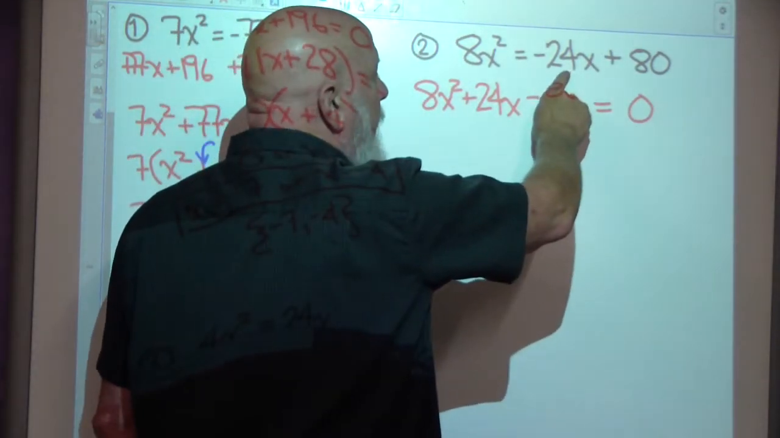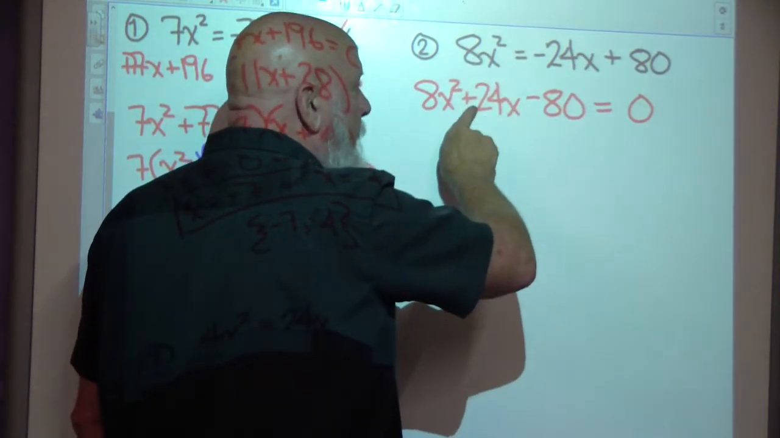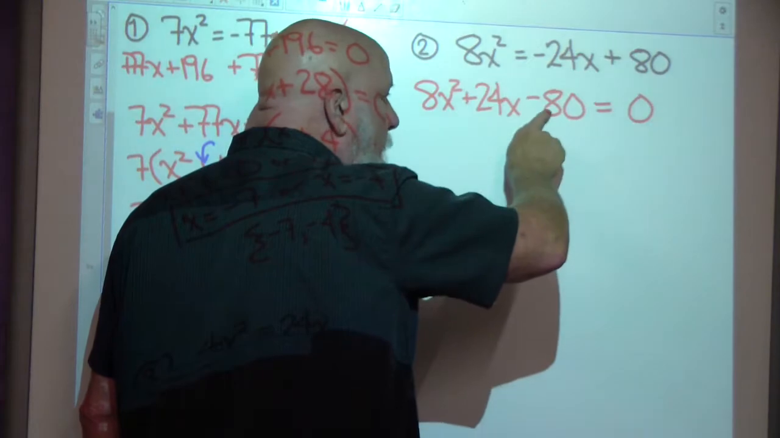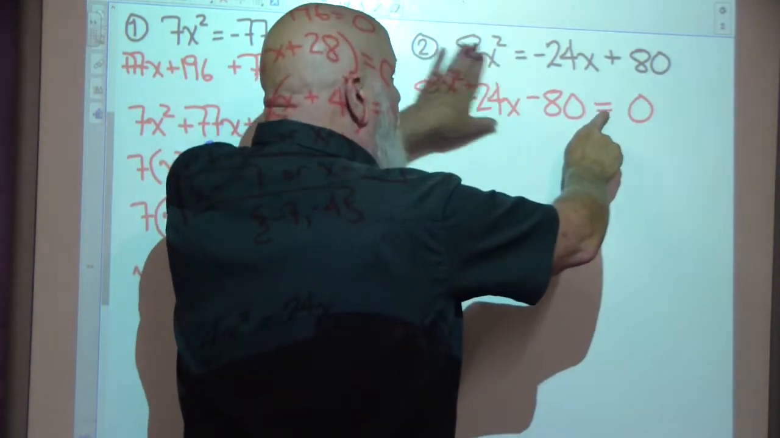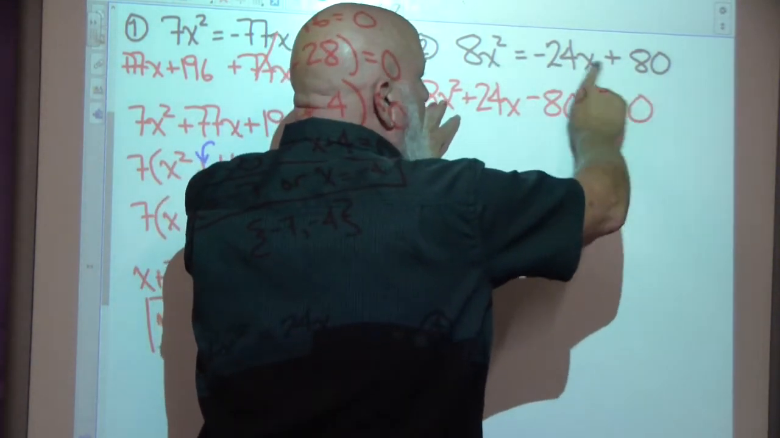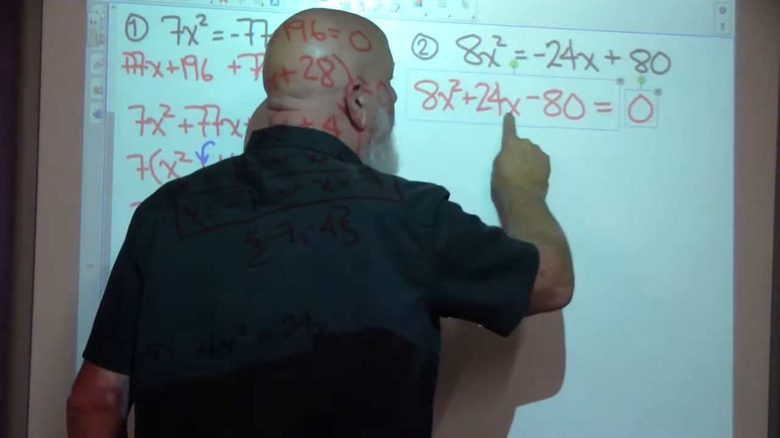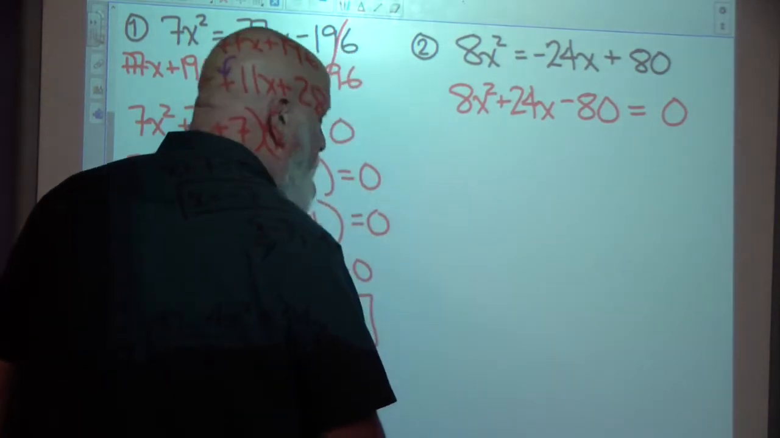I added 24x to both sides, so 24x showed up over here, positive. I subtracted 80 from both sides, so that showed up over here as well, negative 80, on this side of the equal sign. And this side of the equal sign, when I did that, turned into 0. Now I'm going to factor this thing and employ the zero product property.